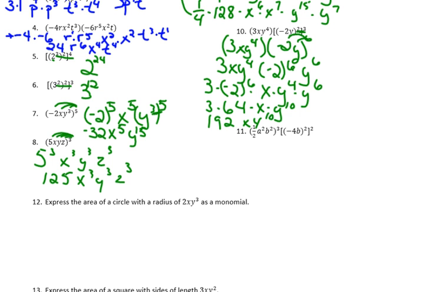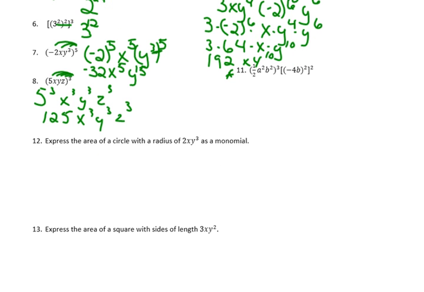All right, so I want you guys to try number 11 on your own, and we'll go over that one in class. But I want to get into the word problem. So it says express the area of a circle. So we're talking about area of a circle with a radius of 2x, y to the 3rd as a monomial. Well, I know to find the area of a circle, it's pi r squared. So we're reviewing some geometry from last year as well. They're telling me this is r. Radius of, there's your r. So pi, and then I need 2x, y to the 3rd squared. All I did was take out r, and I put in what they told me, 2x, y to the 3rd.